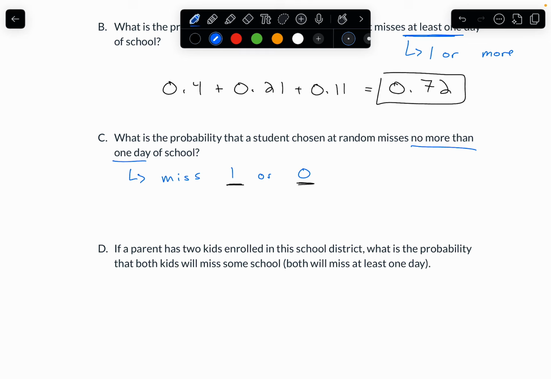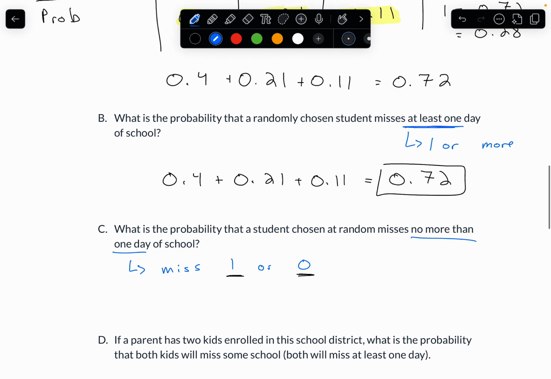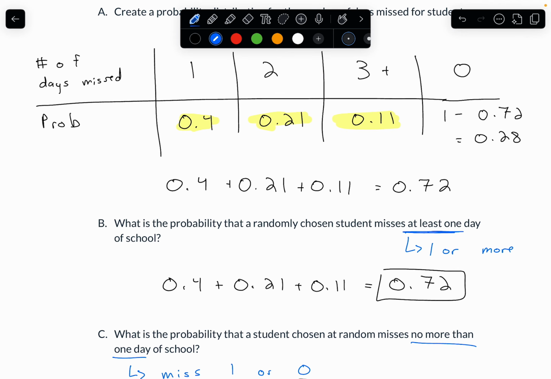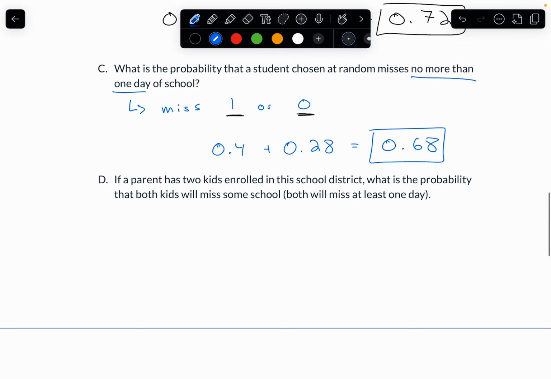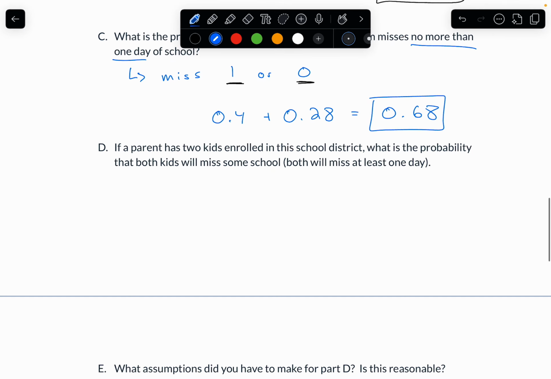And again, these are mutually exclusive events, meaning that there's no overlap between the two. So I'm just going to add these two together. I'm going to add 0.4 plus 0.28, the probability that I miss 1 day and the probability that I miss 0 days. So 0.4 plus 0.28 gives me 0.68. There is my probability. 2 more quick questions to wrap this section up.